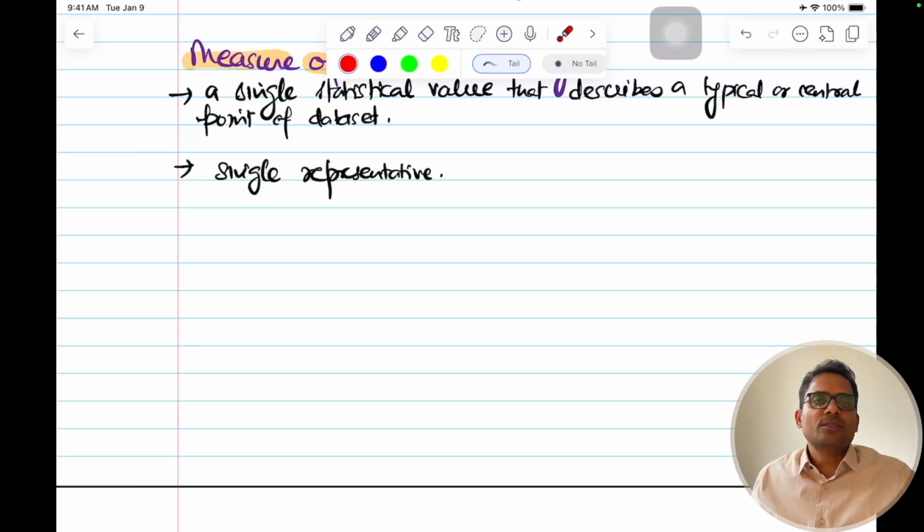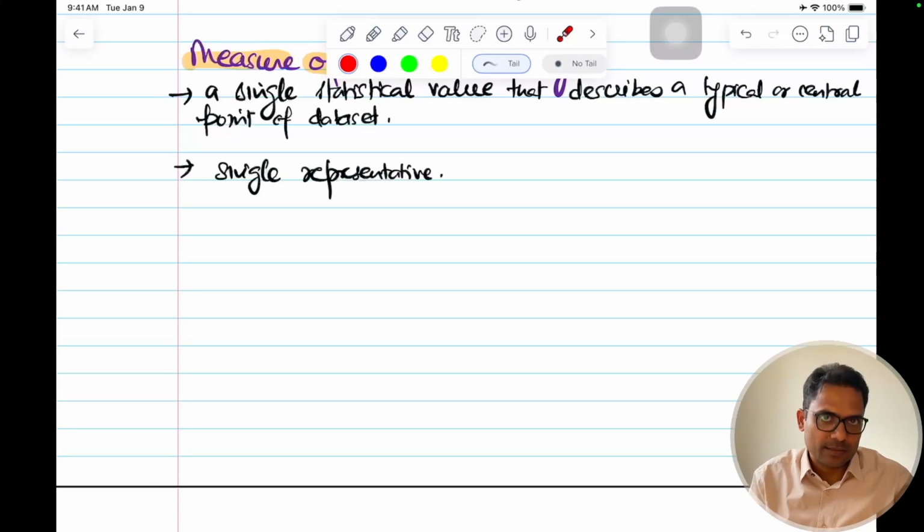Are all children in class 5 smaller than the children in standard 8? No, right? So we take one representative, which will be the average, and we can compare two groups using this central tendency. This is a typical or representative data point which represents these two groups, and now I can compare these two groups using it. And that's what measure of central tendency means. I hope this is clear now.